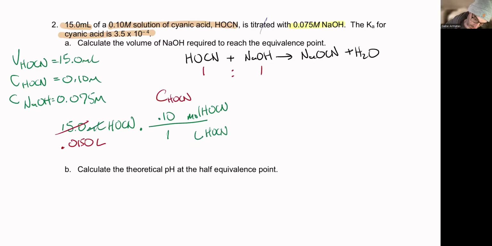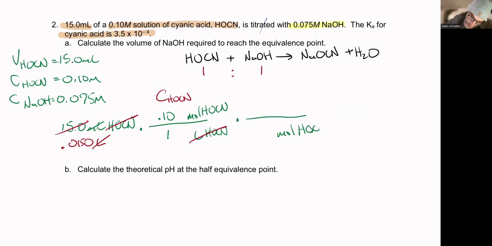All right. Liters of HOCN goes away. And what am I looking for again? Calculate the volume. So we're looking for volume. We can do this. Good enough. All right. So times fraction. I want moles of HOCN to go away.